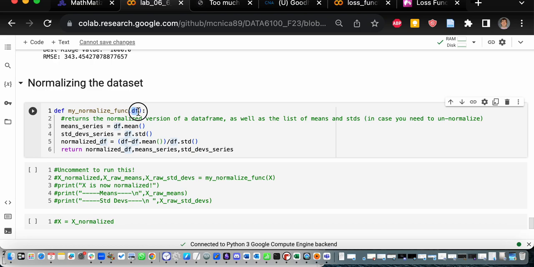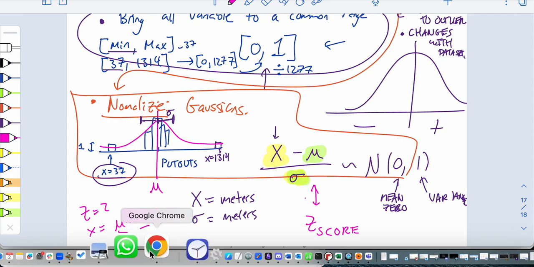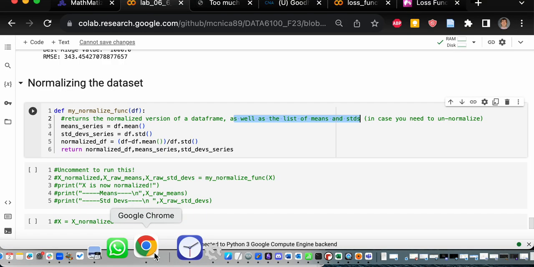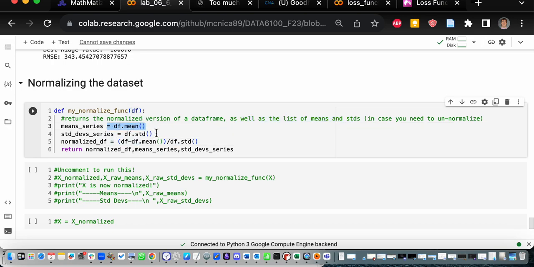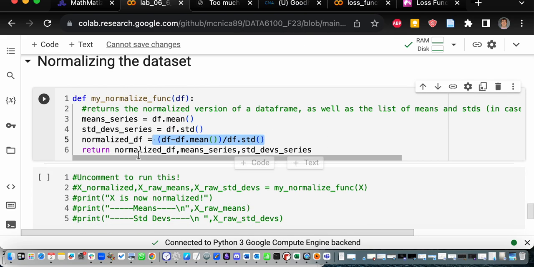You input the data frame df, as well as the list of means and standard deviations. The list of means and standard deviations is useful if you ever want to convert back, right? If you know that z equals 2 and you want to convert back to x's, you need to know the mean and the standard deviation. So I return those lists just in case. I take the mean and the standard deviation, so that'll be 2 lists of numbers, one value for every column. Then I do the function I described: subtract the mean, divide by the standard deviation. I'm gonna make that a little bigger so you can see. And then I just return the 3 things: the normalized data frame, the mean, and the standard deviation.